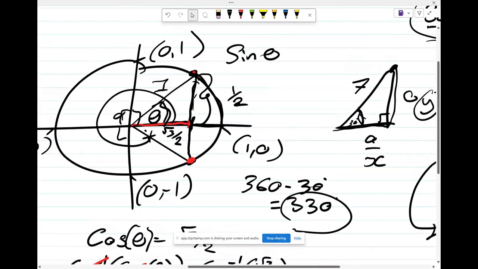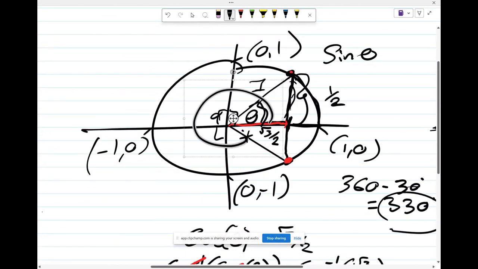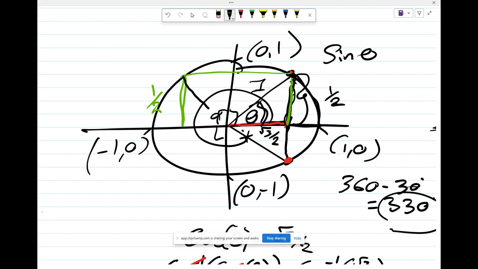But the problem is this height of a half, let me do it in green maybe, is also shared by this point. This point directly opposite will also be a half. And so if we draw this line back to the origin, that means this angle gives me a half because it goes up to here, but this angle here also gives me a half. And so what is that?